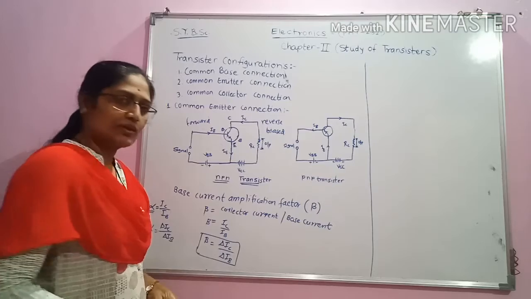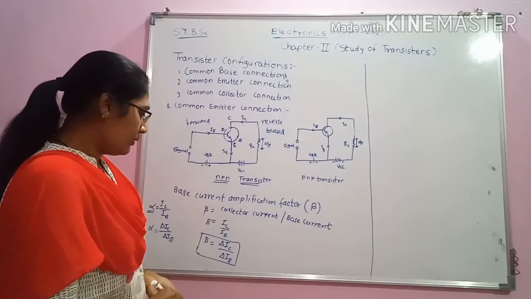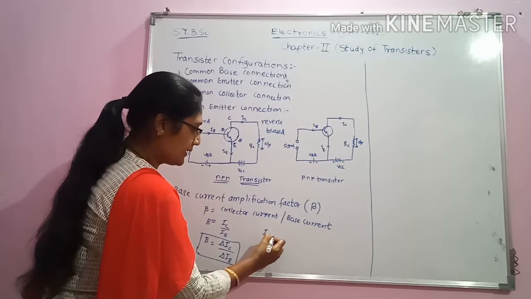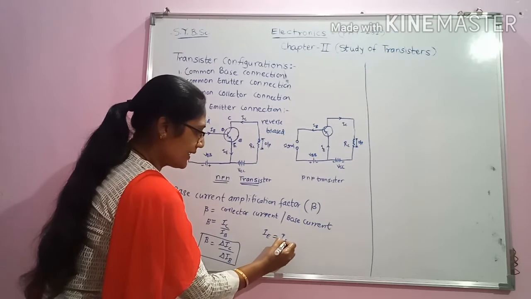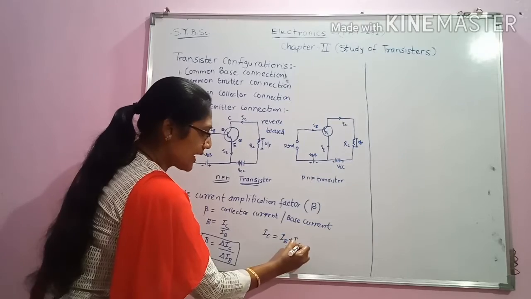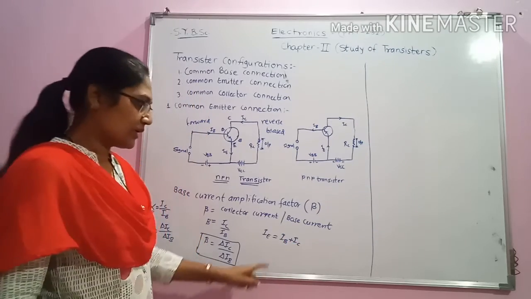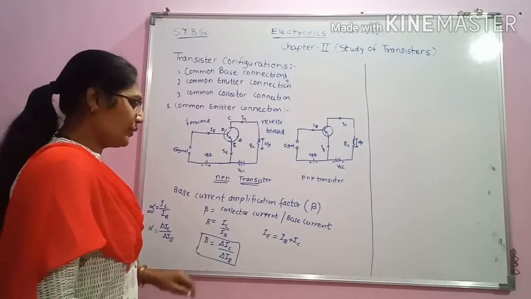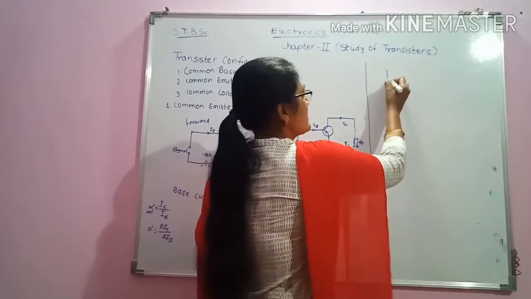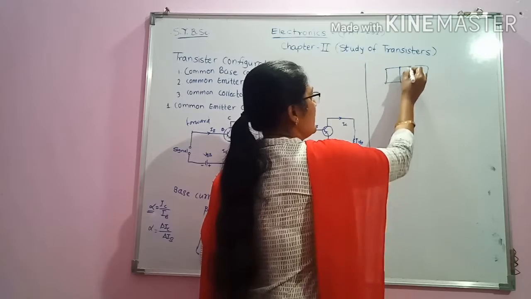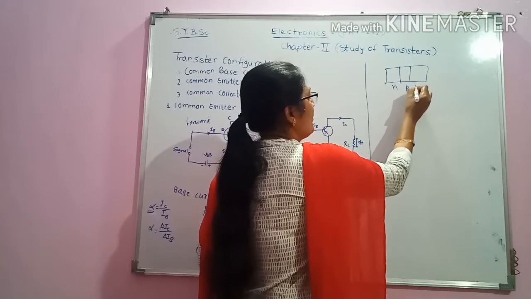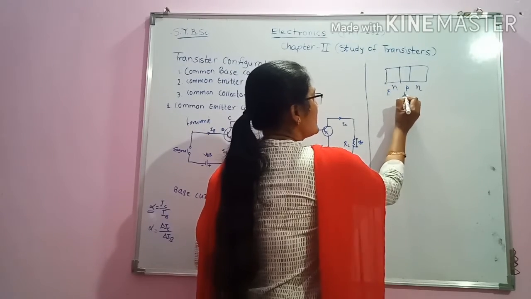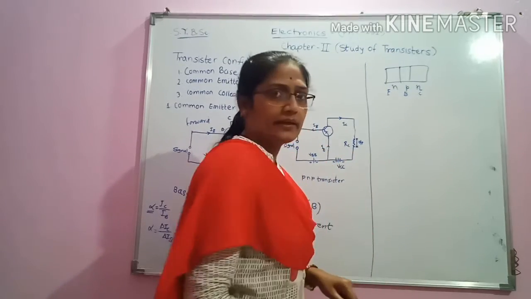During our last lecture, I explained why IE, that is emitter current, is the addition of IB plus IC. In our previous lecture, I explained this to you. So, we know that in case of a transistor, suppose I have considered the NPN transistor, then this is the emitter, this is the base, and this is the collector.